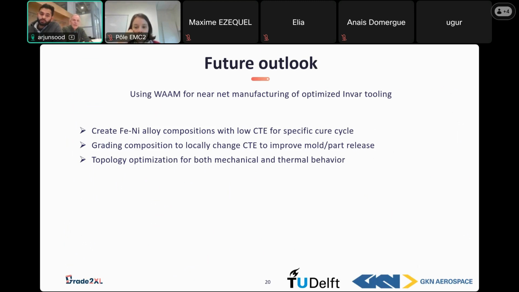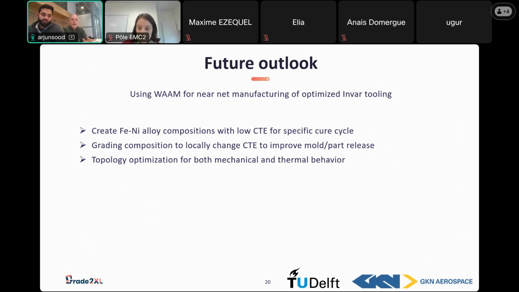Besides that, I think additive manufacturing, that's not what we showed today, but that's an addition on it. We can use topology optimization to reduce the amount of material that we use. The topology optimization, typically we are doing for mechanical properties to reduce weight of the part, still withstanding your loads.